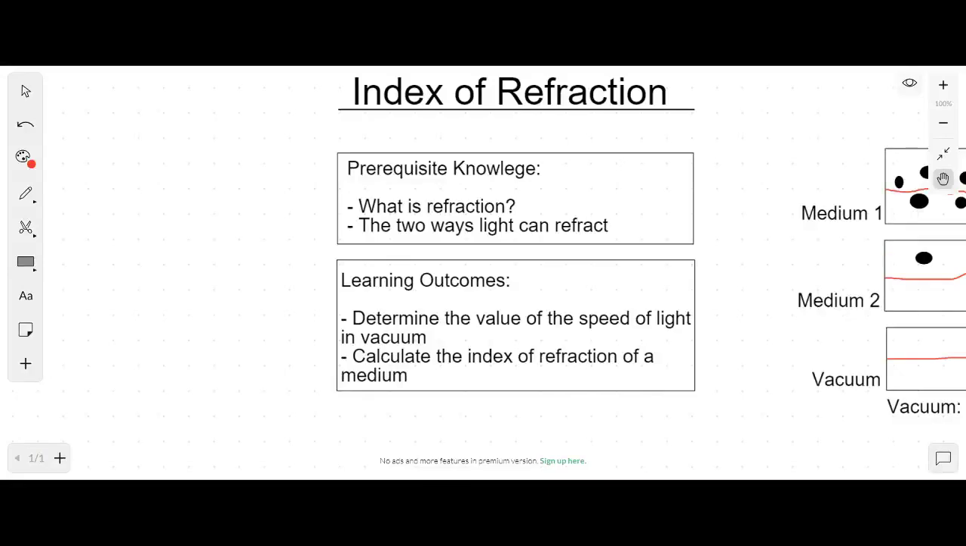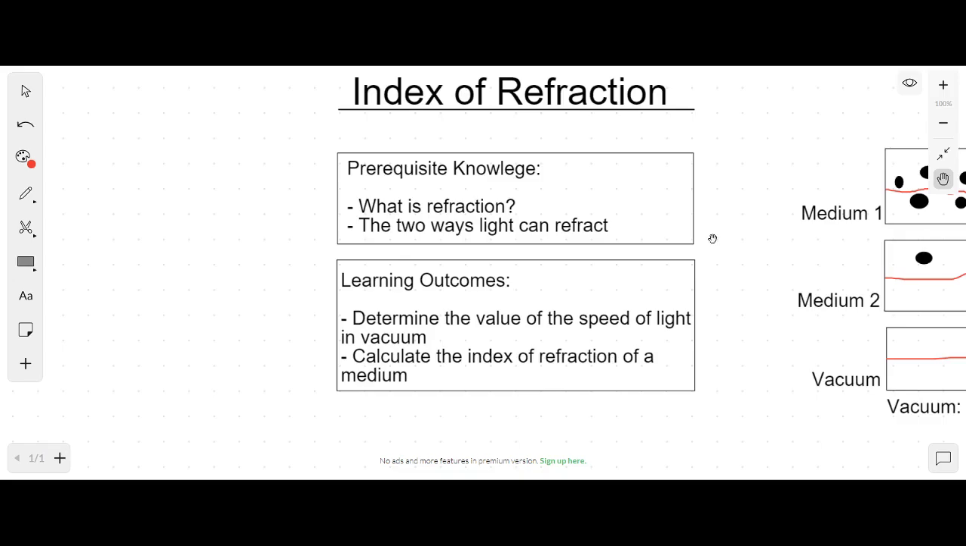All right, welcome to the lesson on index of refraction. If you haven't seen the intro to refraction video first, that's what you need to go do first. For the rest of you, what you need to understand to get this video is what refraction is in the first place, what the phenomenon is, and the two ways that light can refract. And what we're referring to there is away from the normal line and towards the normal line. And if that didn't mean anything to you, you should go watch that first video.